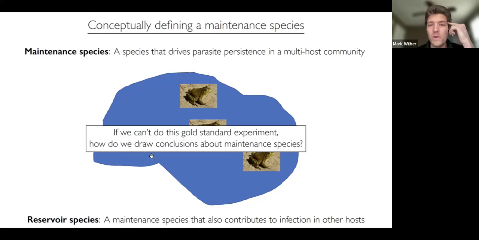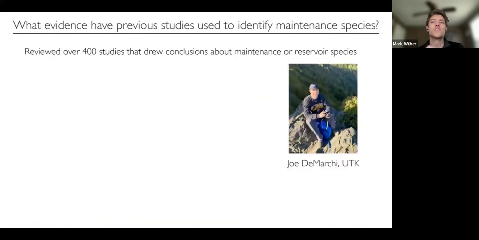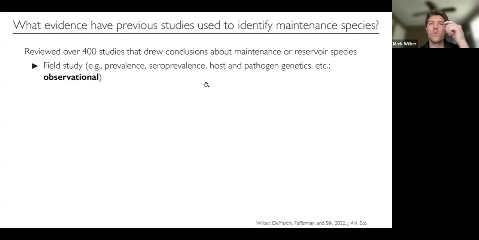So how do we go about drawing conclusions then regarding maintenance and or reservoir species? To address this, we reviewed over 400 studies that drew conclusions about maintenance or reservoir species in the disease ecology literature. And this was led by my graduate student, Joe DeMarchi. And we looked at 4 primary categories or streams of evidence that could be used to identify maintenance species. So the first one were field studies.